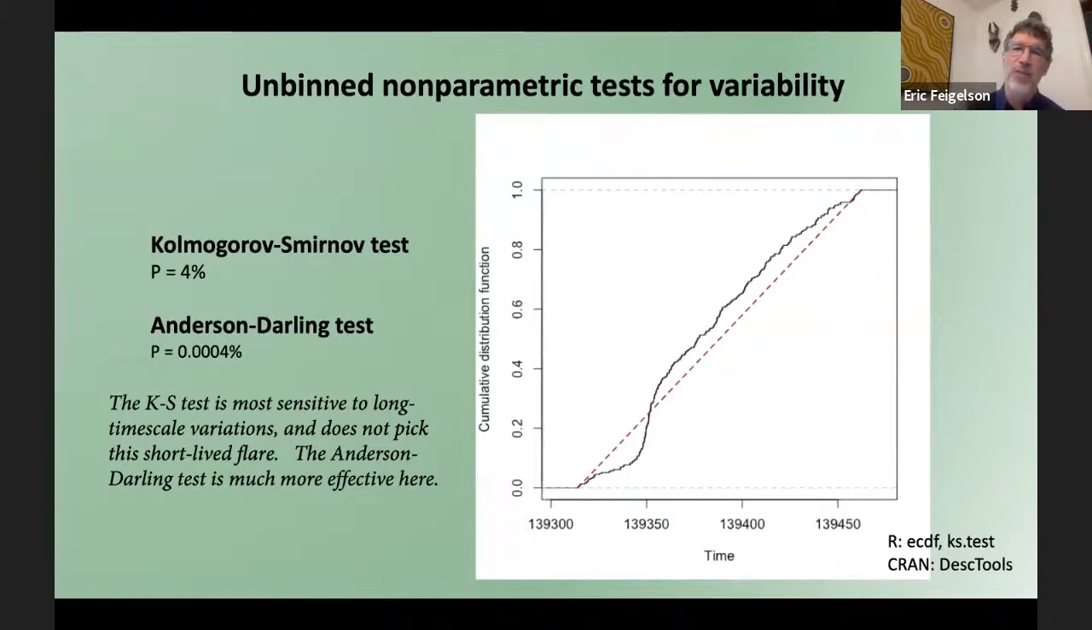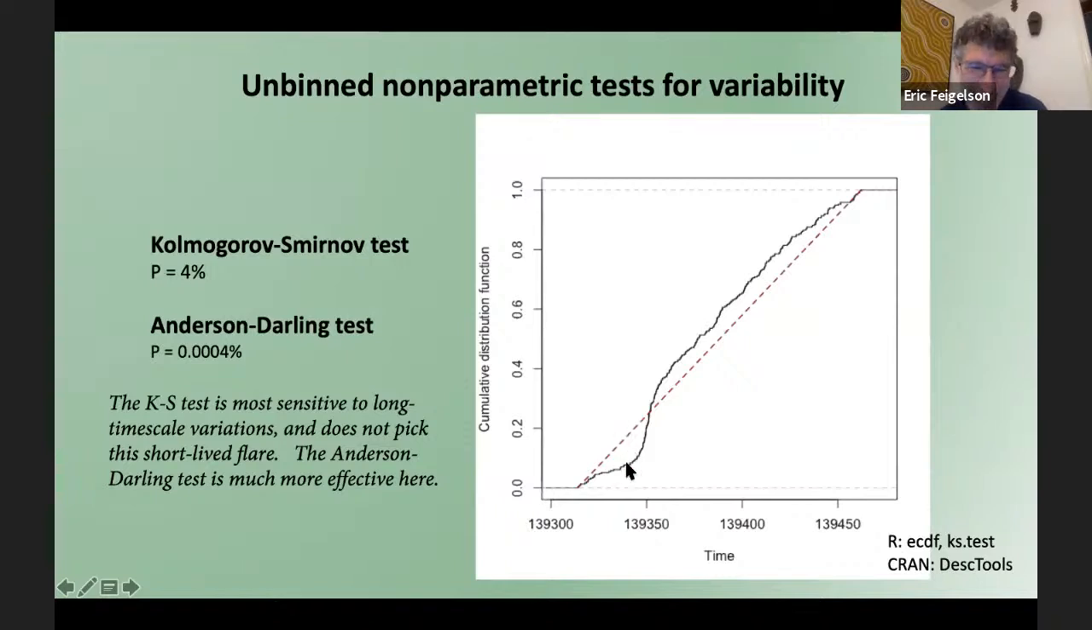Let's see how we might do it. Well, the first thing you might do is to say, okay, thank you very much. We have 312 arrival times. Let's do a one-sample Kolmogorov-Smirnov test compared to a model of a constant flux. And there's the model, the dashed line. Here is the cumulative distribution function of the arrival times. And the KS test gives a probability of 4%.